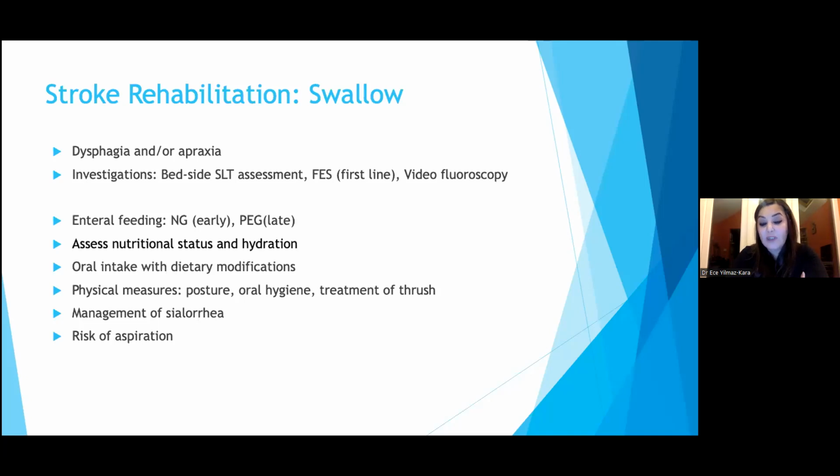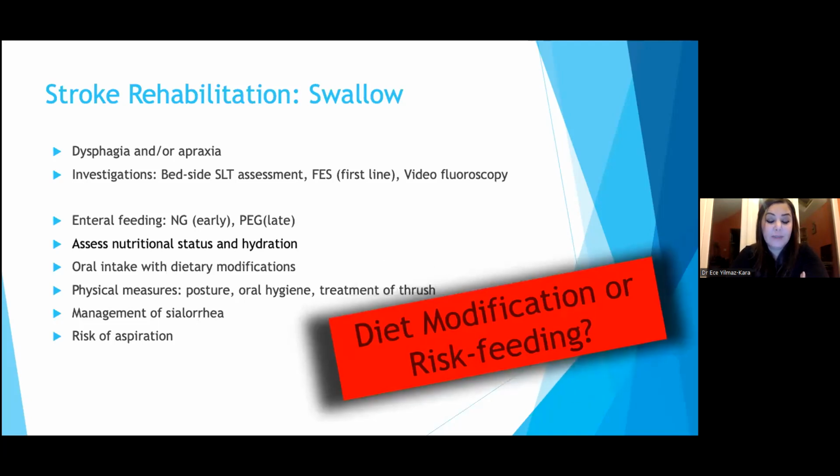Oral intake with dietary modifications is usually the standard approach with swallow impairment. I must emphasize the physical measures, like having an upright posture, maintaining oral hygiene, and treatment of oral thrush if there is any. Obviously, prevention is integral. If there is sialorrhea, we need to manage that first with physical measures and botulinum toxin if needed. There's a significant risk of aspiration with swallowing impairment.